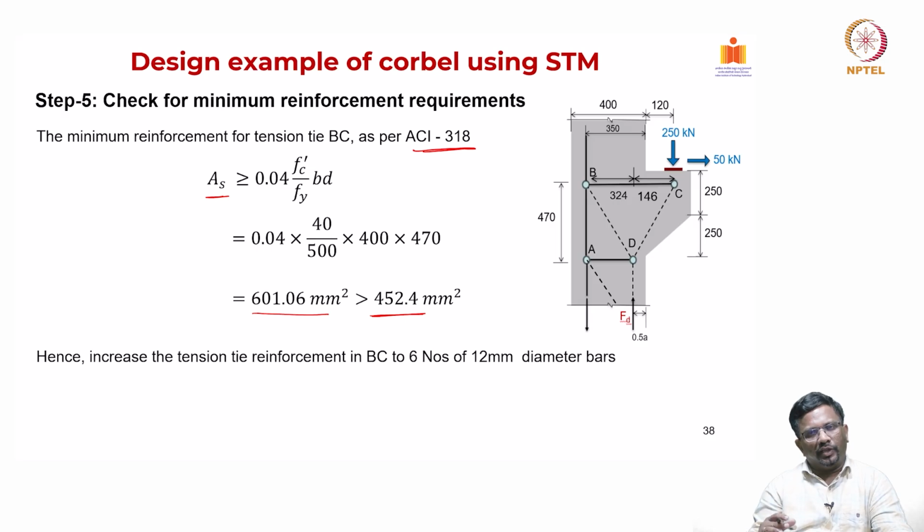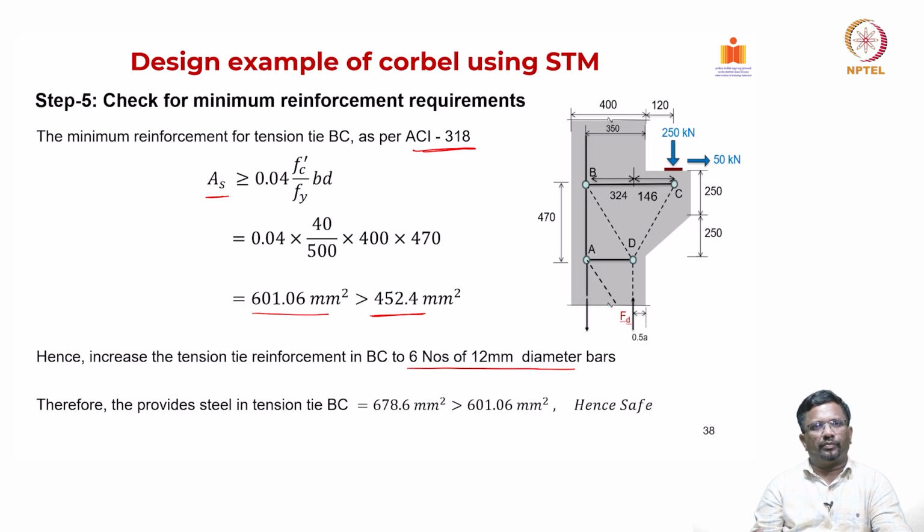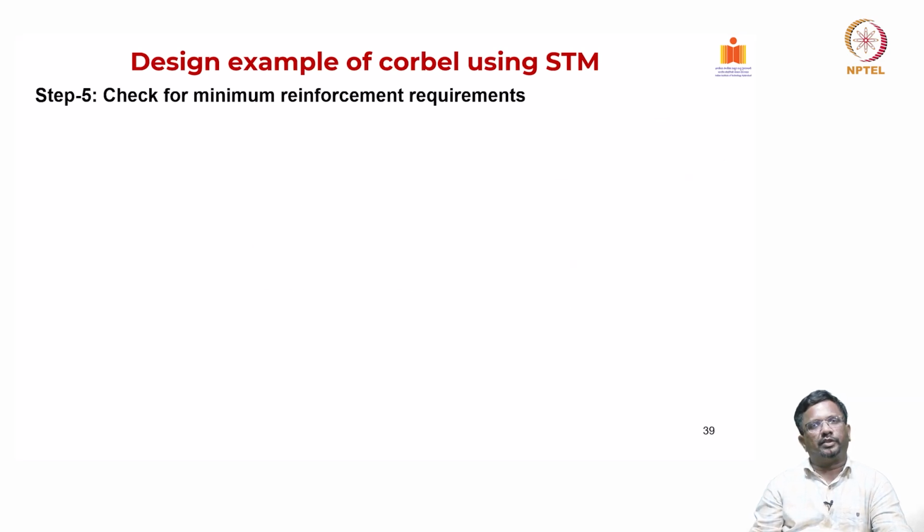So, we have to increase the tension tie to 6 numbers of 12 mm bar. Initially, we calculated 4 numbers of 12 mm bar. Now, I have to increase it to 6 numbers of 12 mm diameter bar, right. So, the provided tension tie is 678.6, which is greater than 600. Hence it is safe. Here you see, for this tie, the minimum reinforcement is governing, not the reinforcement calculated from the tension force; it is actually the minimum reinforcement that is governing the design.